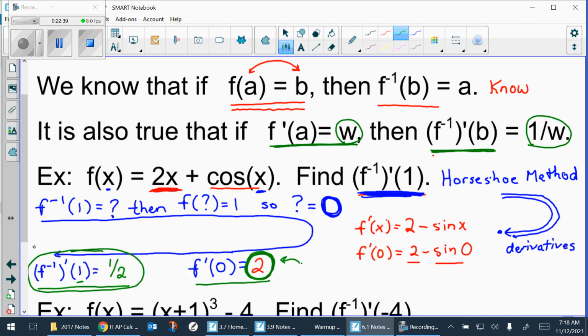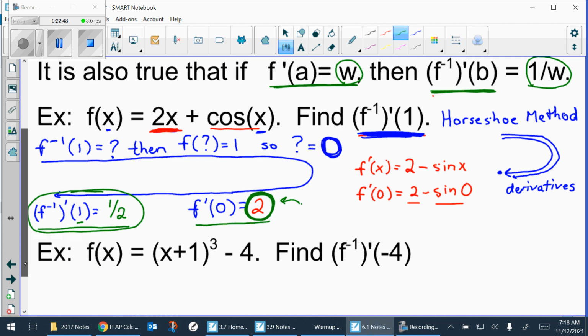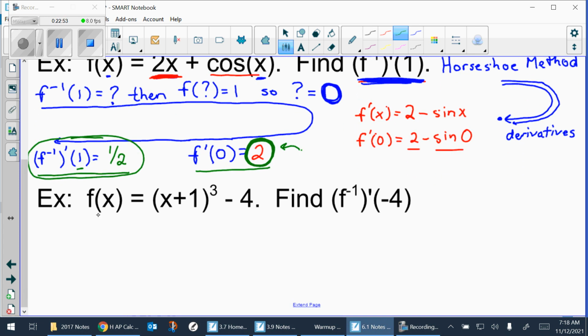Now that kind of is a head scratcher and a head spinner. So let's practice it again. Let's talk our way through this horseshoe method. Here's f of x. I've got information about f, and I think it would be difficult, not impossible, but difficult, to find the inverse of that. So let's use this horseshoe method.